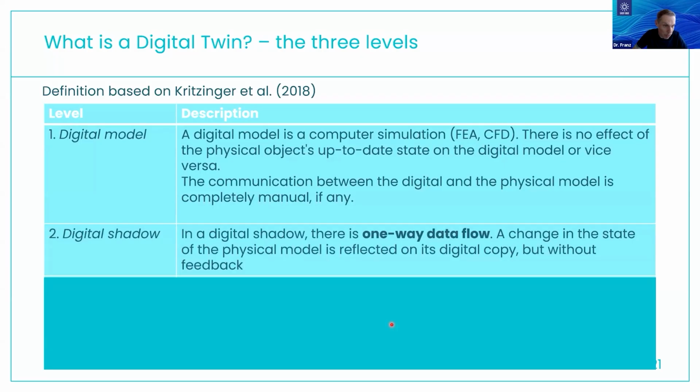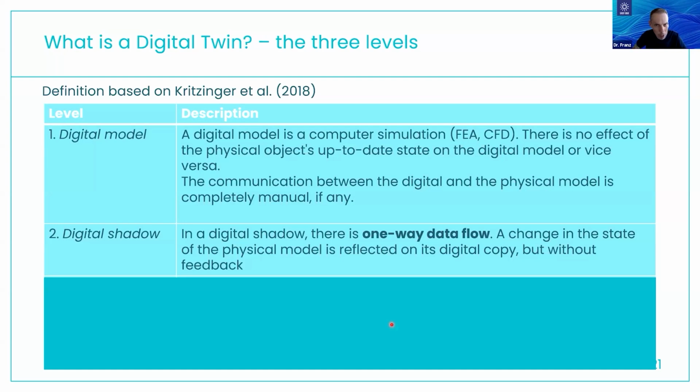Then the second category is a digital shadow. So in a digital shadow, there's a one-way data flow. So that means a change in the state of the physical model is reflected in its digital copy. So for instance, if you have certain elements that are maybe deflected or bent over time, and you are updating that in your model, then it's a digital shadow because it adapts to the actual physical ship or the physical structure, but there is no feedback in the other direction. So it is still not a digital twin.